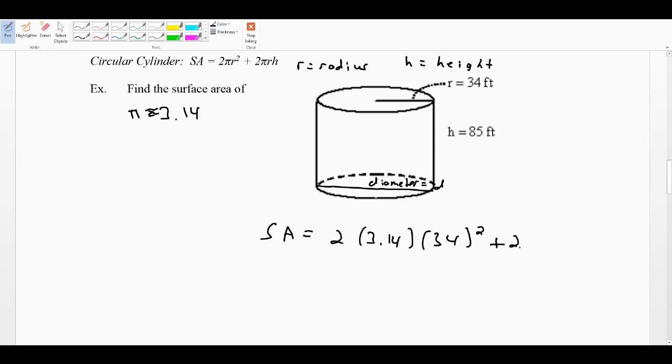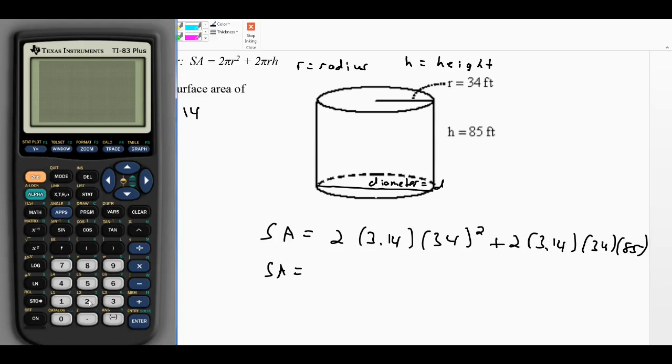And then plus 2 times 3.14. The radius is 34 feet. And this time we have a height which is given to be 85. If you're using a scientific calculator, do this exponent first. And if you're using a graphing calculator like I'm going to, you can just type it in all at once. I'm going to use parentheses: 2 parentheses 3.14 close, open, 34 squared plus 2 parentheses. In fact, I'm just typing in how it's written down, not changing a thing.